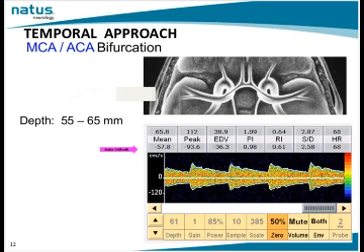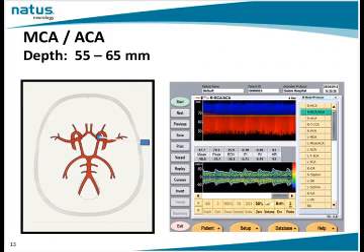We take a picture of the bifurcation, and the reason that we do that is to document this flow relationship of higher in the MCA, lower in the ACA. And also, the bifurcation is a landmark that we're going to use over and over and over again, so we want to have that depth documented so that we can go back to that depth again and again. So one picture of the bifurcation.